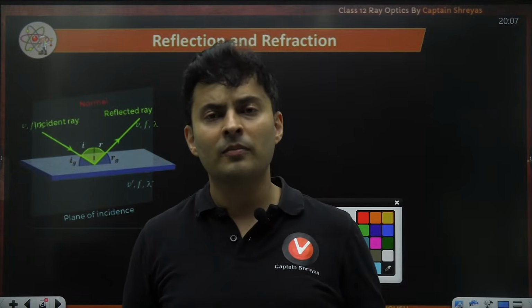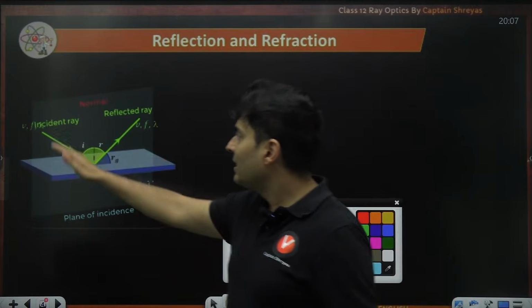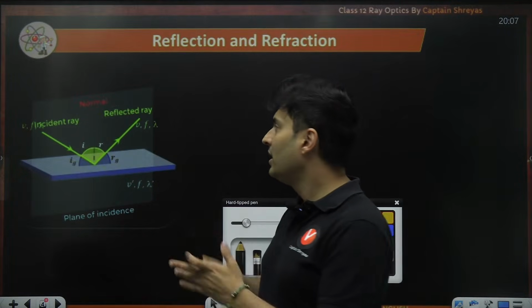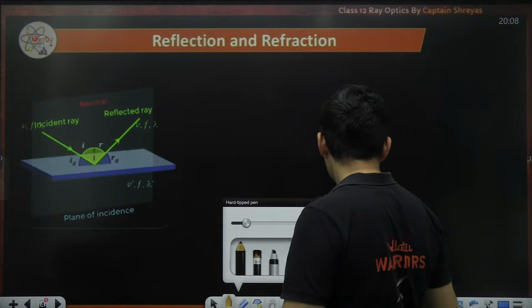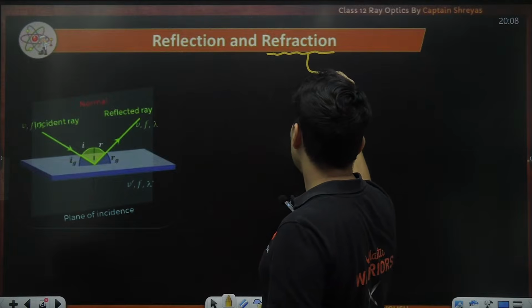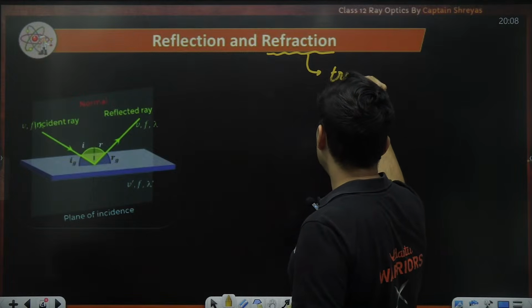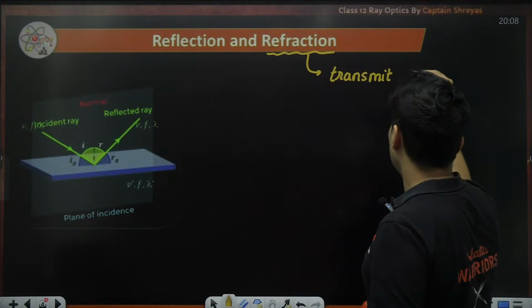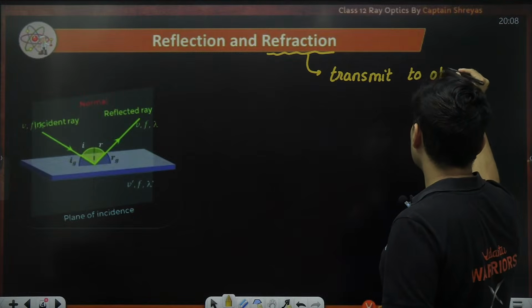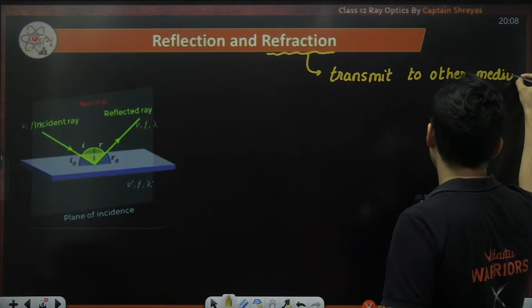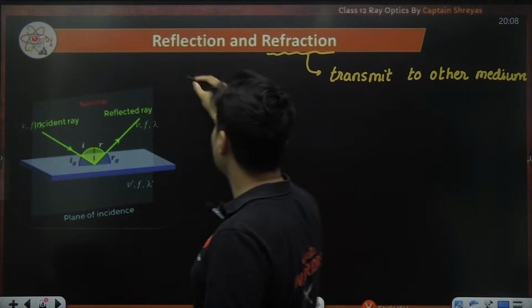That's the third one. So whenever light gets transmitted, that is called refraction. When it bounces off, it is called reflection. Refraction means it is getting transmitted to some kind of other medium. There are separate lectures dedicated just to refraction.